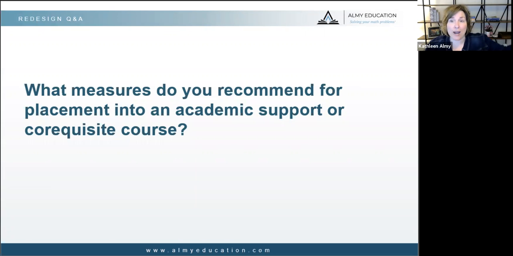I'm doing this with a school right now. We're looking at their data. We opened the door really wide. Not everybody passed. And so now we're trying to figure out who we close it to, so that next semester more people are successful.